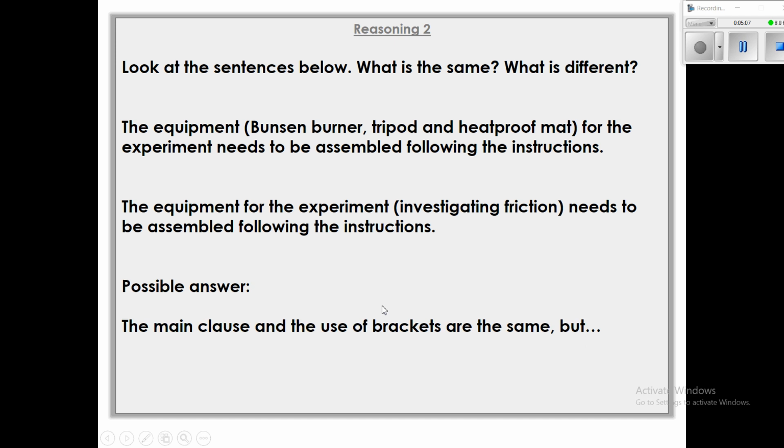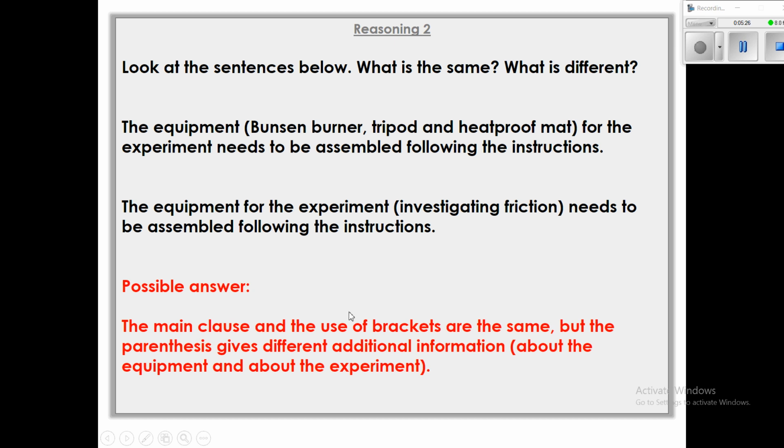Okay, you should have given that a go now. So possible answer, the main clause and the use of brackets are the same. Okay, so they've used the same main clause, so the equipment for the experiment needs to be assembled following the instructions. That's been used in both, and the use of brackets are the same, so both sentences have used brackets, but the parenthesis gives different additional information. Okay, so the first bit of parenthesis in the first sentence gives different additional information about the equipment, and the second sentence gives additional information about the experiment. Okay, so parenthesis has been used to give different additional information.